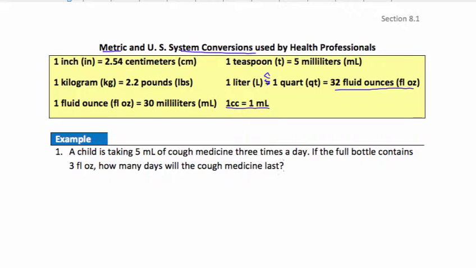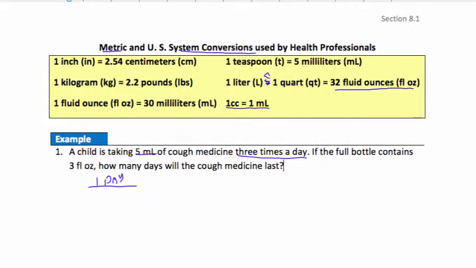Let's take a look at example 1 now. A child is taking 5 milliliters of cough medicine 3 times a day. If the full bottle contains 3 fluid ounces, how many days will the cough medicine last? Well, a lot of information going on here. Let's start right here. The child is taking 5 milliliters of cough medicine 3 times a day. Let's figure out how much cough medicine they're taking in a full day. So we're going to look at 1 day here.